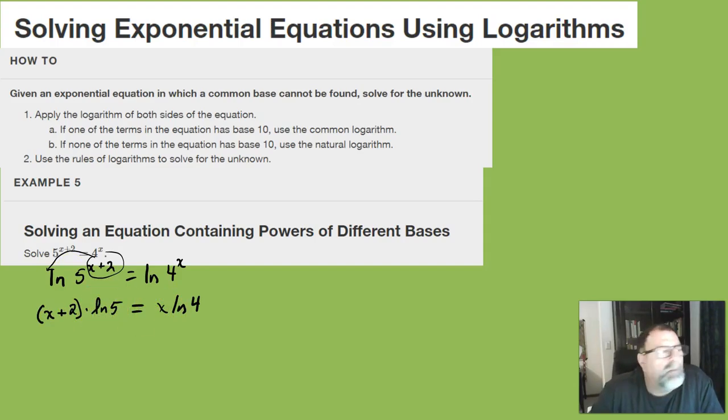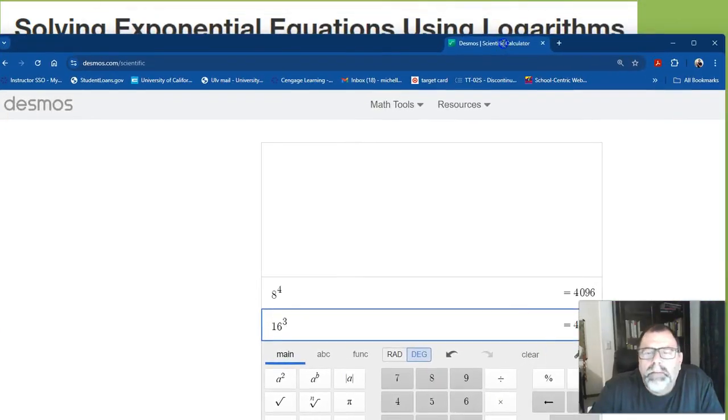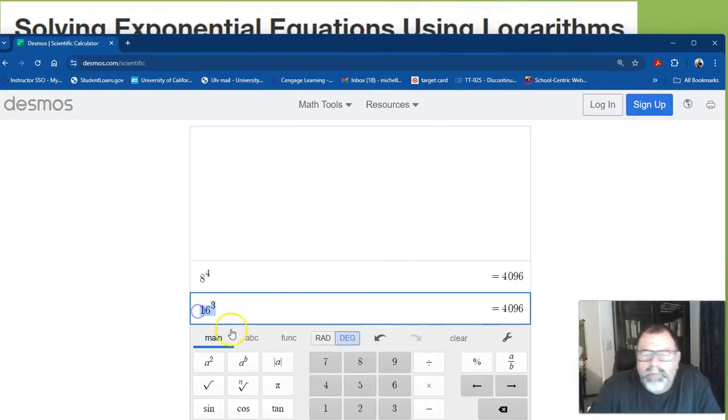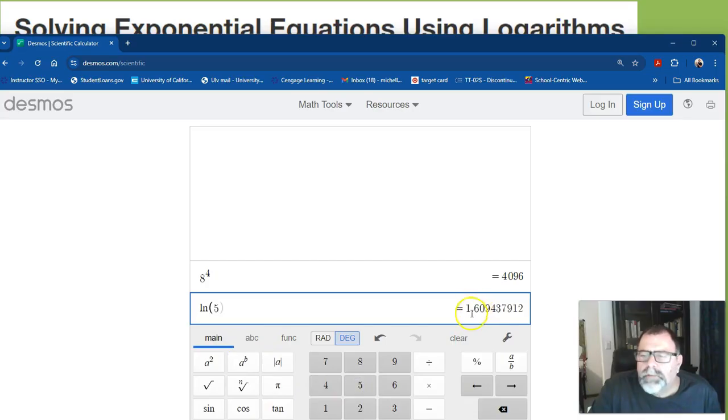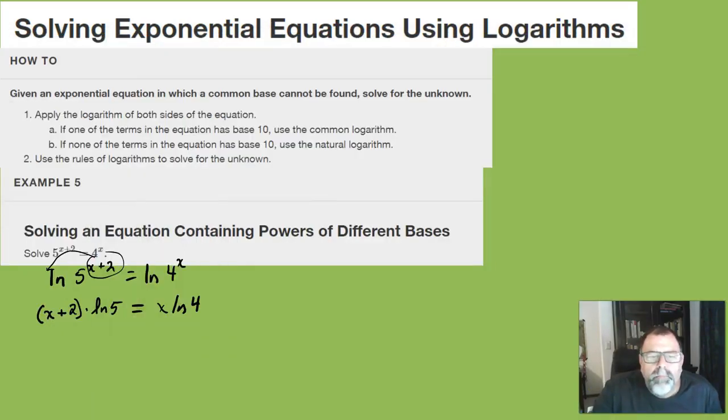So if I were to go to Desmos, ln of 4, so this is what I tell my students all the time. They get stressed out when they see this problem and think, how do I do this? So ln of 5 is just 1.609. Okay, so this equation, and I can move this to the front, 1.609 times x plus 2, and then ln of 4, let me do that real quick, is 1.386.